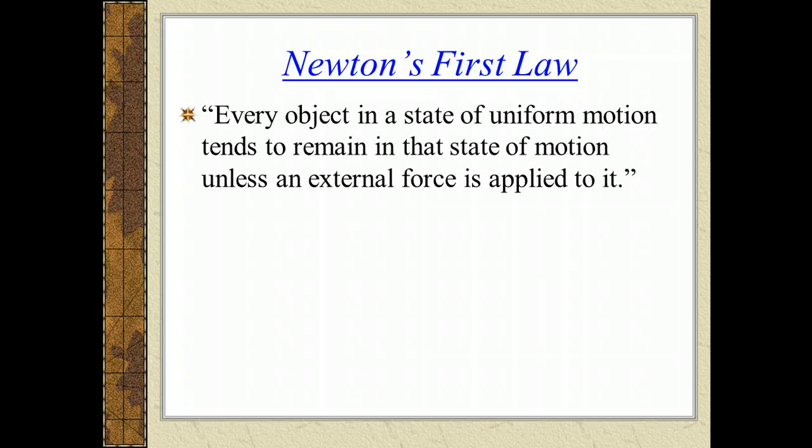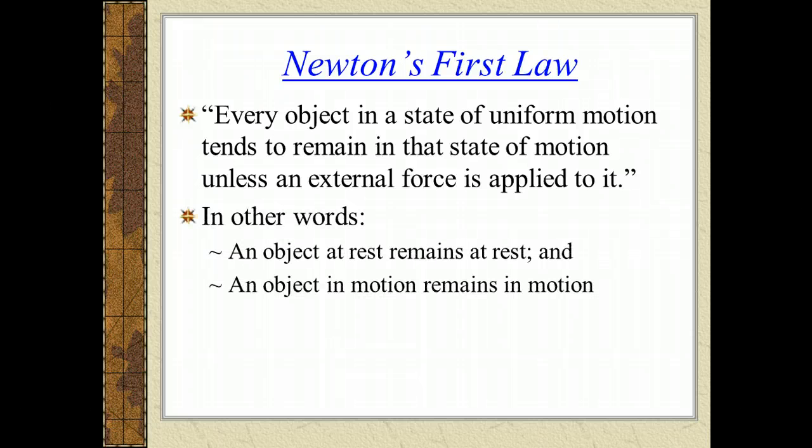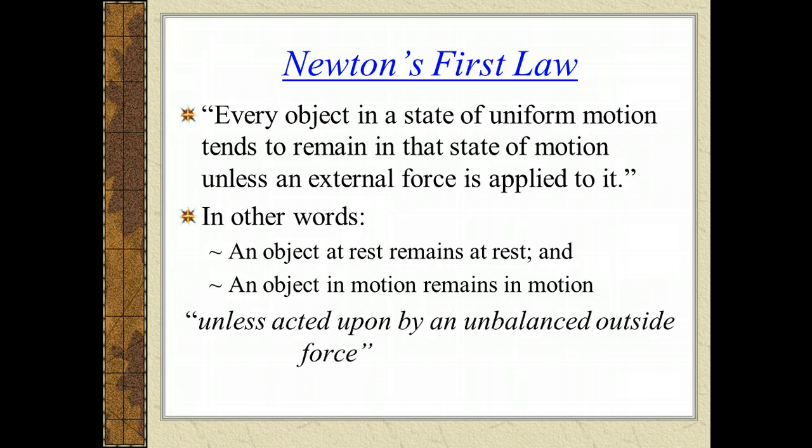which officially stated is this. This is what Newton said: every object in a state of uniform motion tends to remain in that state of motion unless an external force is applied to it, which may sound very complicated, but the way that you've always heard it sounds more like this: an object at rest remains at rest, and an object in motion remains in motion. And this happens unless that object is acted upon by an unbalanced outside force. And when you write that down, I want you to underline or circle these two words: unbalanced outside force.